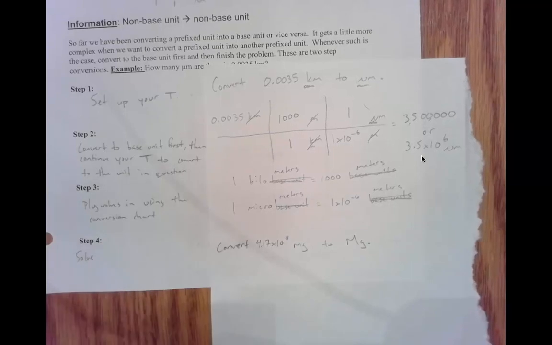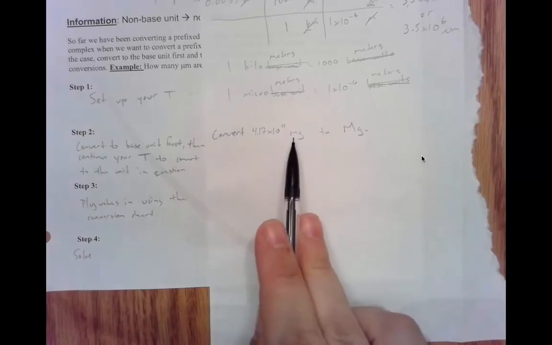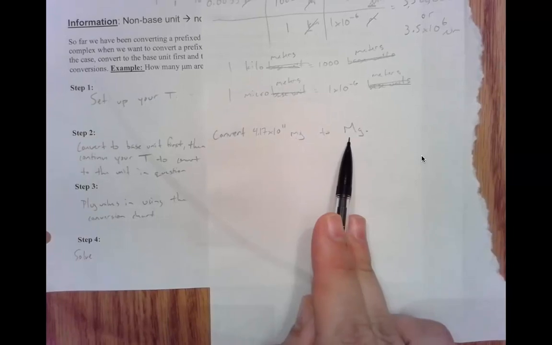Okay, so the next example that I wanted to solve is right down here. This one's convert 4.17 times 10 to the 11th milligrams into megagrams. Sorry, I don't know why I said meters. Milligrams into megagrams.